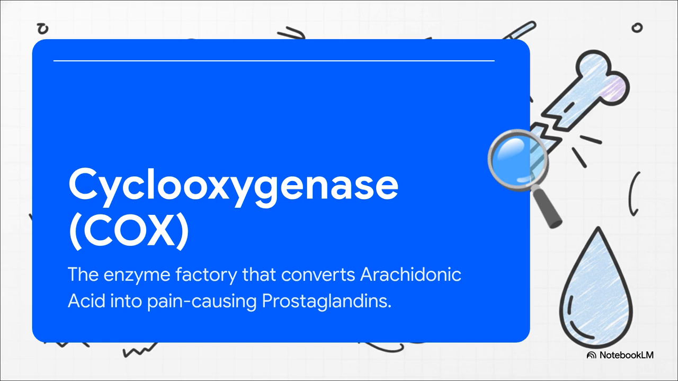Enter the cyclooxygenase, or COX enzyme. Think of COX as a literal pain factory. It grabs a fatty acid that's just hanging out in your cell membranes, called arachidonic acid, and converts it directly into these pain-causing prostaglandins. So the COX enzyme is the exact factory churning out the pain signals.